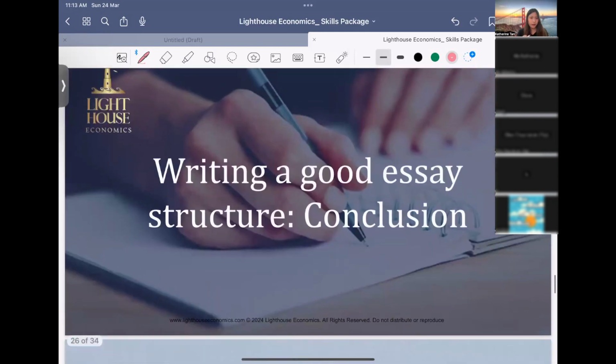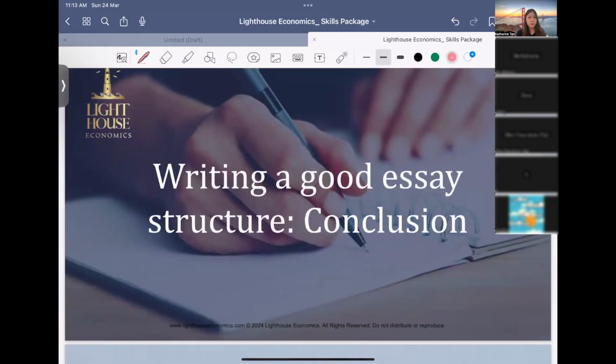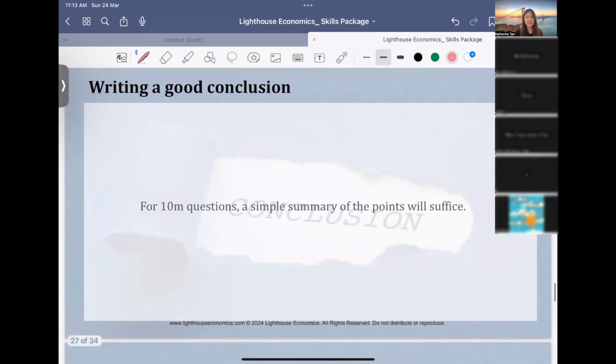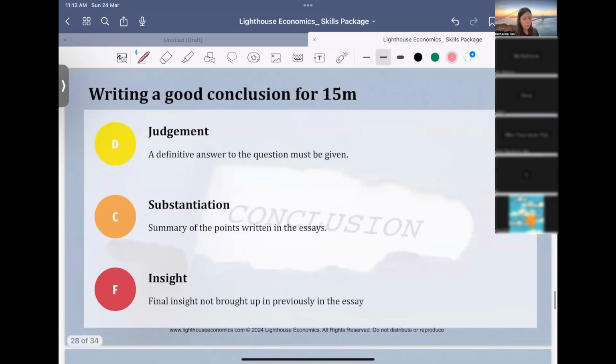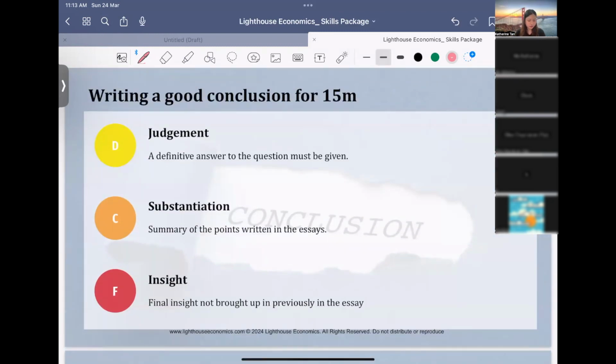Last part, we're going to talk about how to write a good conclusion. For a 10-mark question, very simple. For the conclusion, you don't need to write evaluation, nothing. Just a simple summary of points will be enough. For 15-mark, sorry, I never changed the slide, my mistake. Judgment, substantiation, and insight.